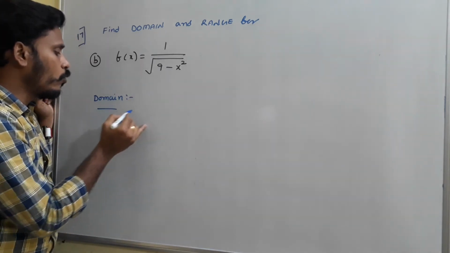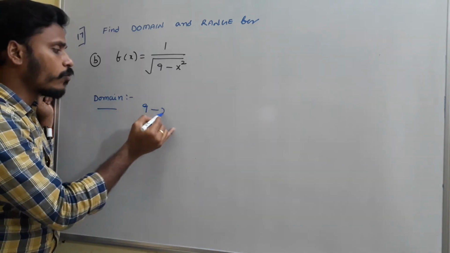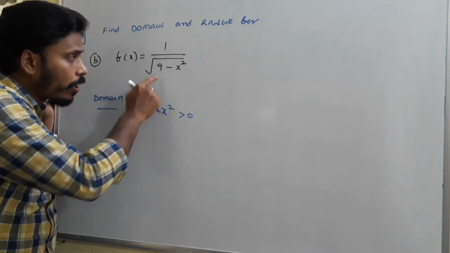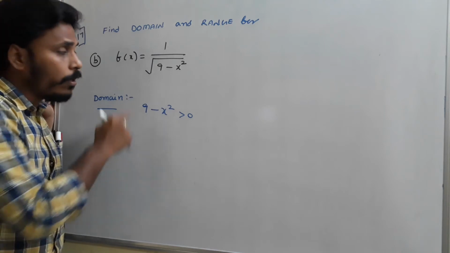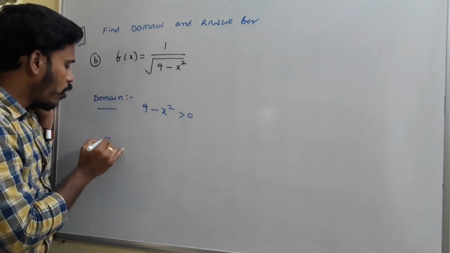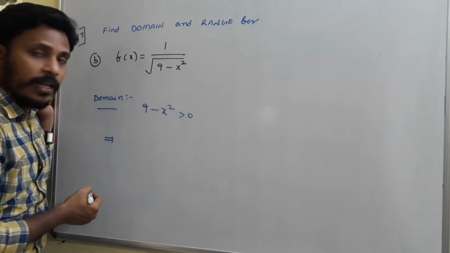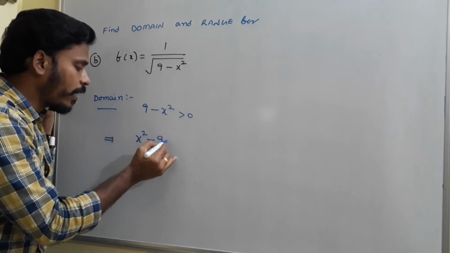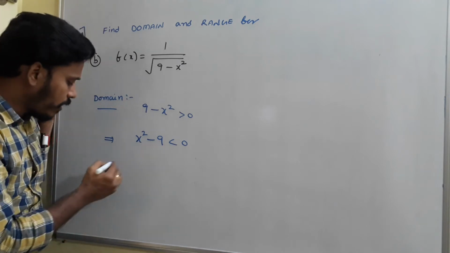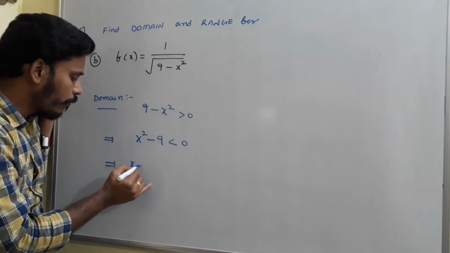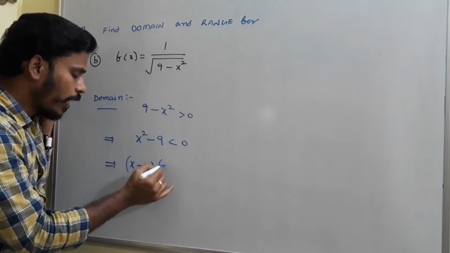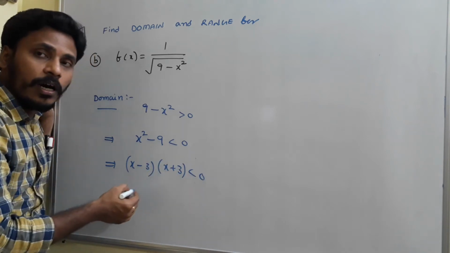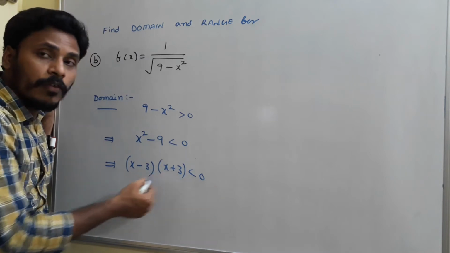First of all, to get a restriction from the square root, 9 minus x square should be greater than 0. Not equal to 0 is not acceptable because it is there in the denominator. Okay, 9 minus x square greater than 0. You just multiply with minus sign, it becomes x square minus 9 less than 0. X square minus 9 is simply x minus 3 into x plus 3 less than 0. We are very familiar in finding x from these type of inequations.